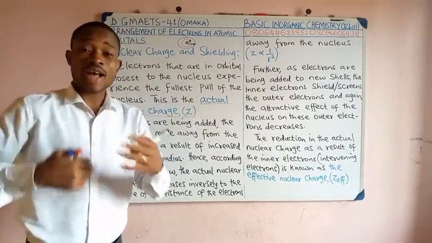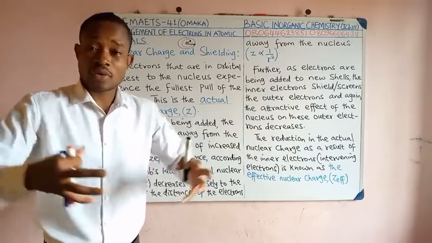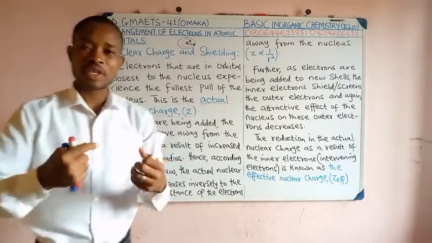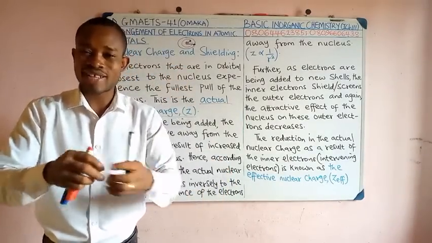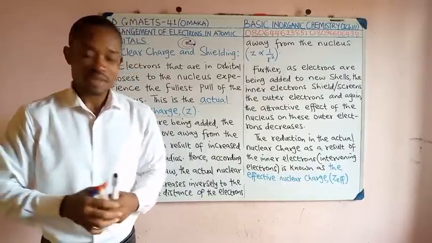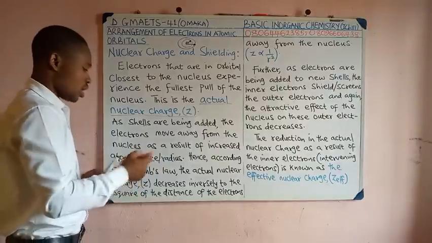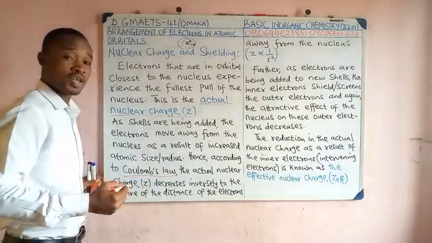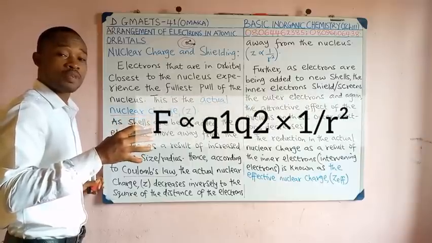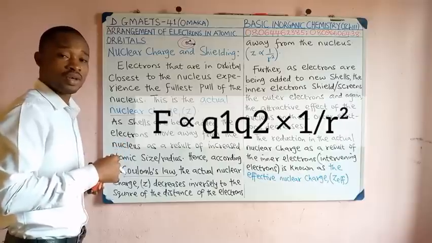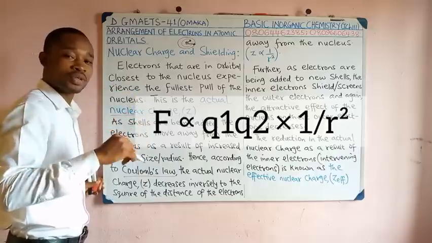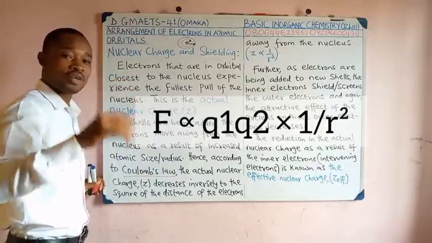But as we mentioned, as you add new shells, the atomic size increases, the atomic radius increases, the distance away from the nucleus increases. And what do we expect on this force of attraction between the nucleus and the electrons? Of course, it's going to reduce. That reminds us of Coulomb's law, that the force of attraction or repulsion is inversely proportional to the square of the distance between the charges. We have that formula in physics as F equals k Q1 Q2 over r squared.